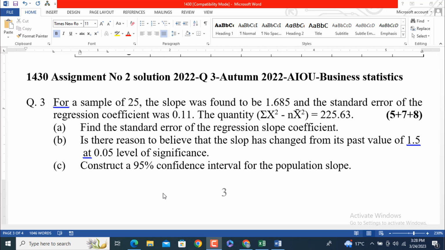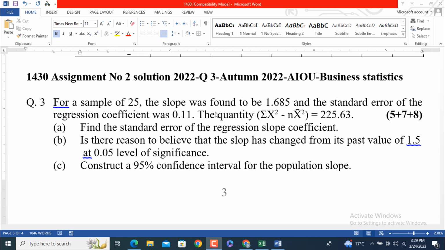This video covers the solution of question number 3, which is related to assignment number 2 of the subject Business Statistics, subject code 1430, for the Autumn 2022 AIOU examination system. Question 3 has 3 parts, and each part has different marks. The first has 5, the second has 7, and the third has 8 marks. So let's start reading the question, then we will go to the solution.